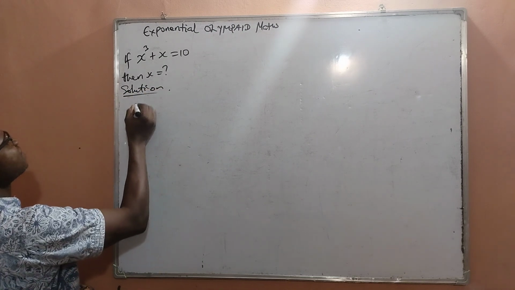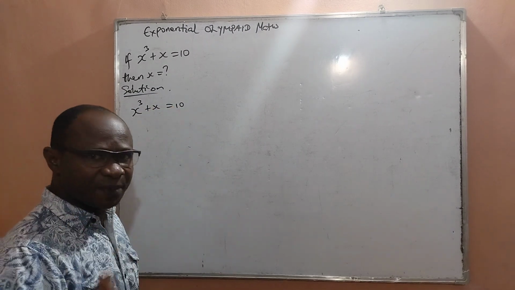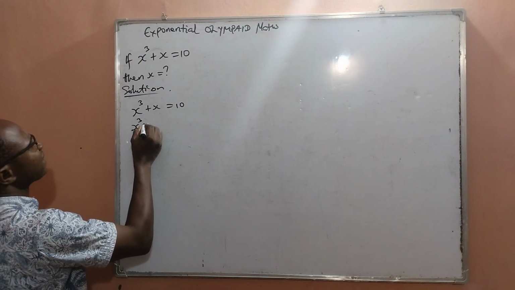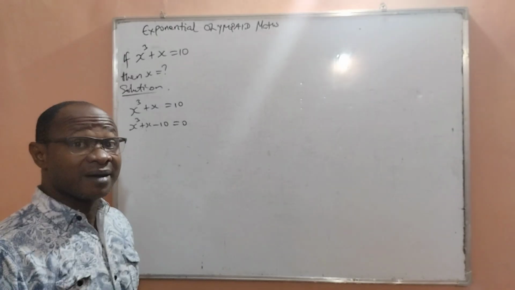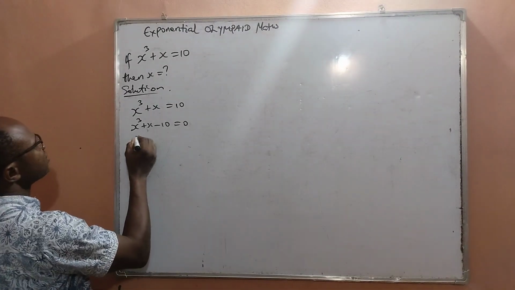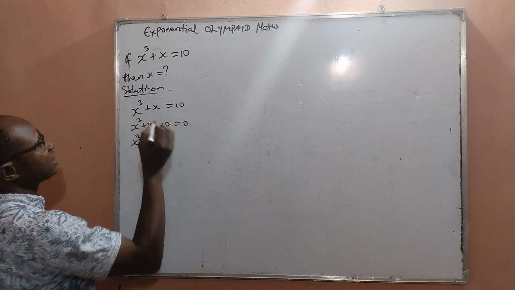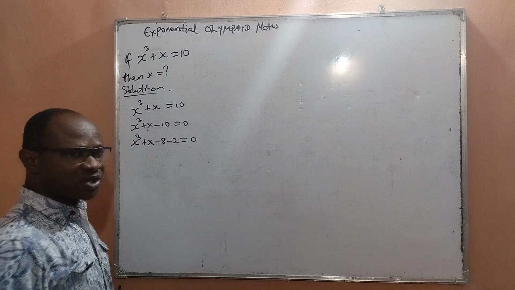It is given that x to the power of 3 plus x is equal to 10. The first step is to move 10 from the right to the left, and that will give me x raised to the power 3 plus x minus 10 is equal to 0. I can write minus 10 as minus 8 minus 2, equal to 0.